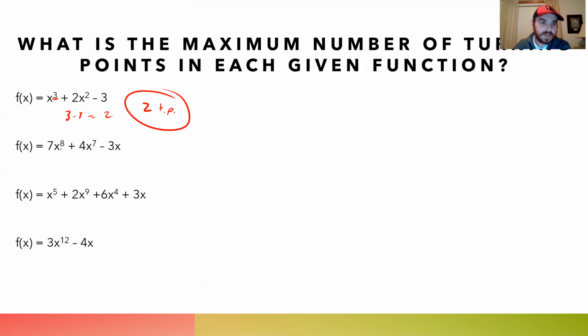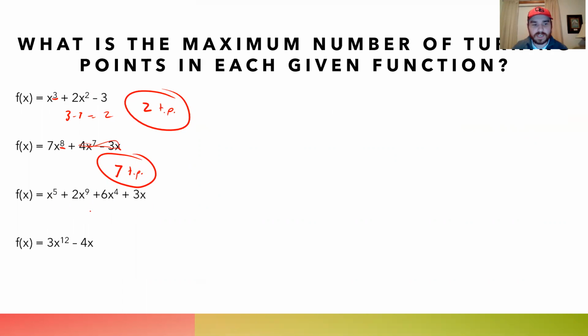This one, we've got 7x to the 8th plus 4x to the 7th minus 3x. We don't care about any of this stuff. We're just looking at the degree. The degree is 8, which means it's going to have 7 turning points maximum. This one, we have x to the 5th plus 2x to the 9th plus 6x to the 4th plus 3x.